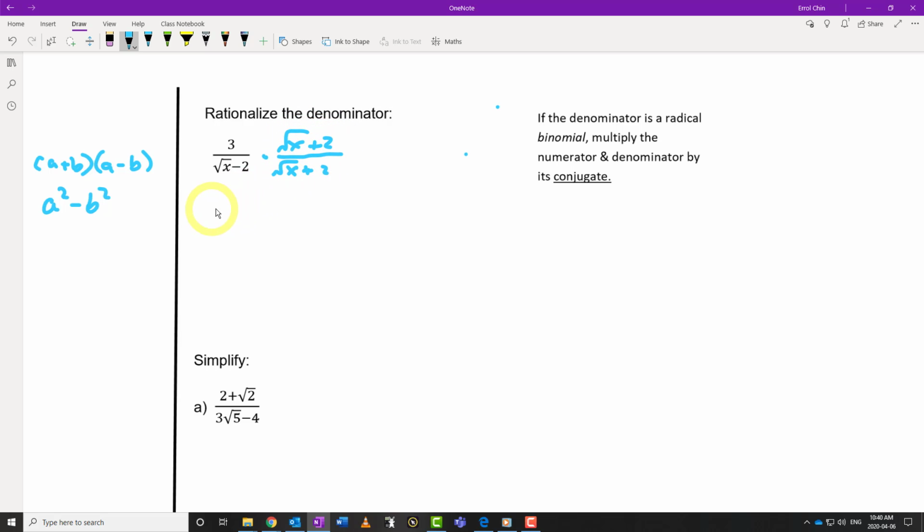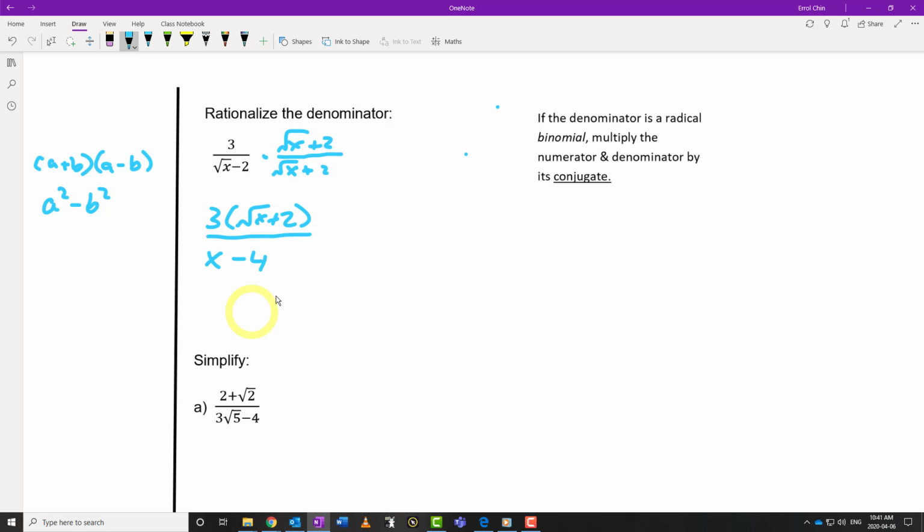Okay, so I'm going to multiply numerator and denominator by root x plus 2. Now, in the numerator, this becomes 3 times root x plus 2, and yes, you can distribute that, but I'm just going to choose not to. Instead, I'm going to focus on the denominator. So root x minus 2 times root x plus 2 just becomes a squared minus b squared. Well, a squared, that's root x times root x, that's just the number x. And then negative 2 times positive 2, that's just minus 4. And notice the radical is gone.